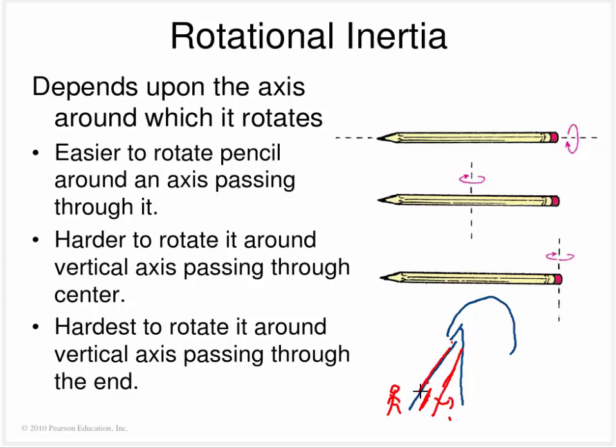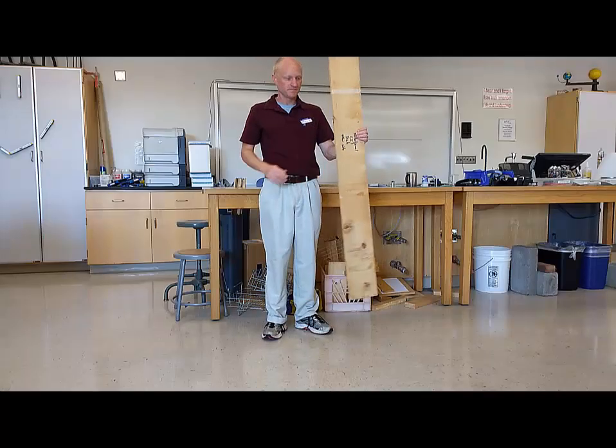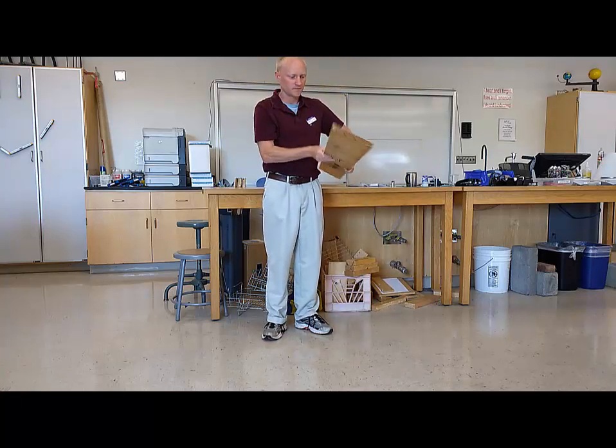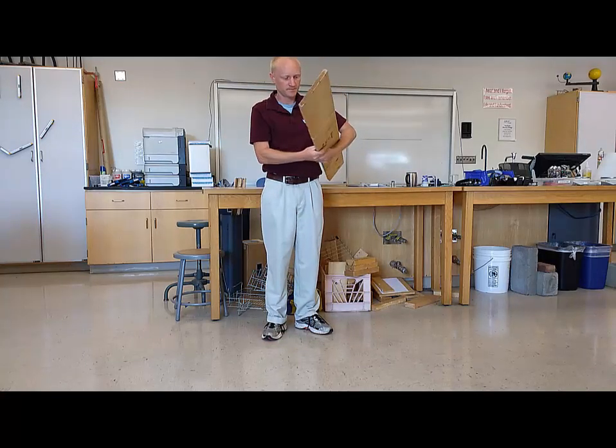Now, the reason for that is if you tried to jerk on this guy right here, you've got a lot of mass really far away from you, and it's hard to rotate. So here I have a board, and it has some mass to it. I can't change that mass. I can rotate it several different ways, and it'll have different rotational masses.